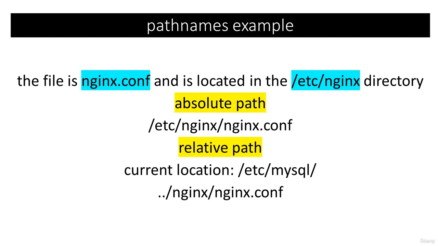The relative path is dependent on your current location in the file system. The current location in this example is /etc/mysql. Where is nginx.conf in relation to your current location? Well, we need to go back one level from mysql to etc, that is the double period slash, then change to the nginx directory, slash, followed by the file name.